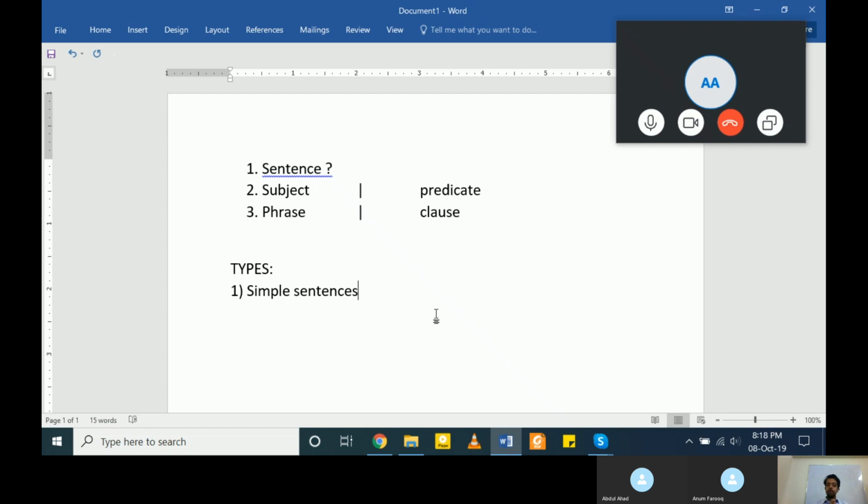Now, moving towards our second type, which is compound sentences. Right? Compound sentences. When we join two simple sentences by a conjunction, that sentence is called compound sentence.